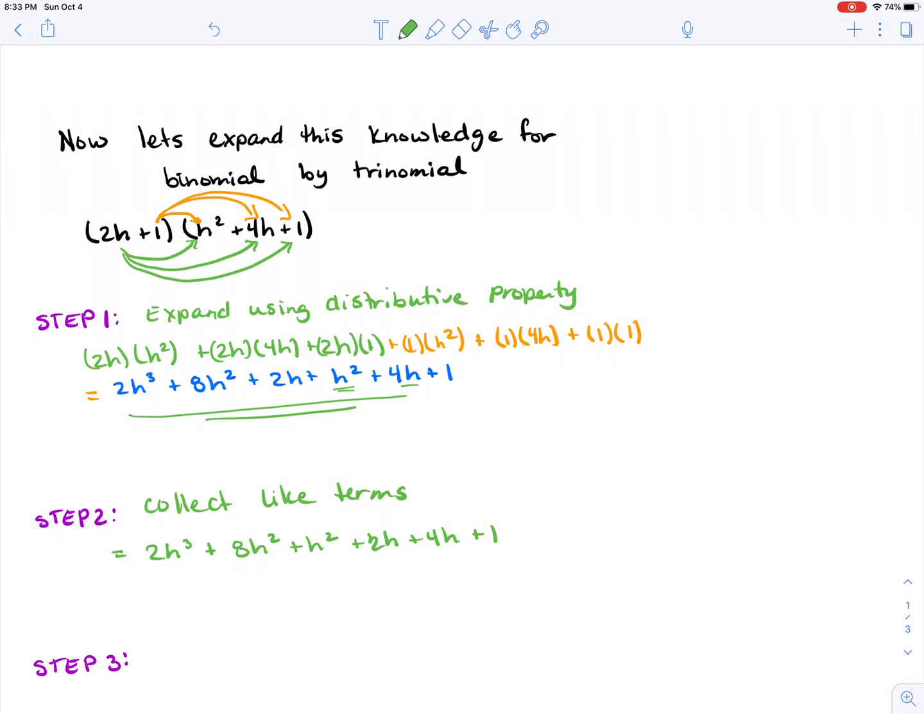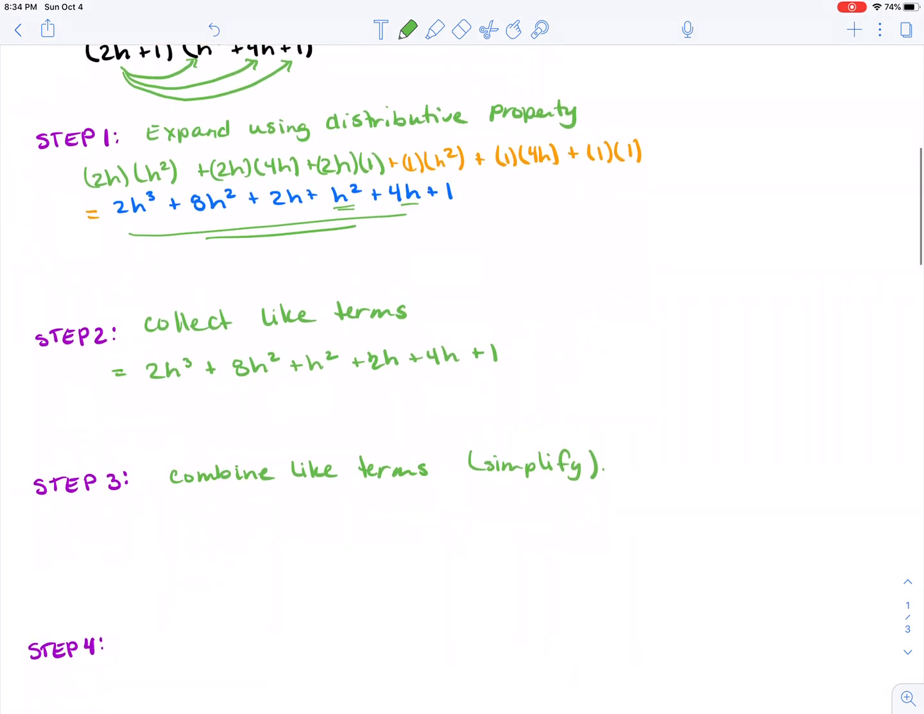My next step is to combine those like terms. And what we're doing now is we're simplifying our answer. So I have 2h cubed plus 9h squared plus 6h plus 1. And that's my final answer. That's the simplest that it can break down to.